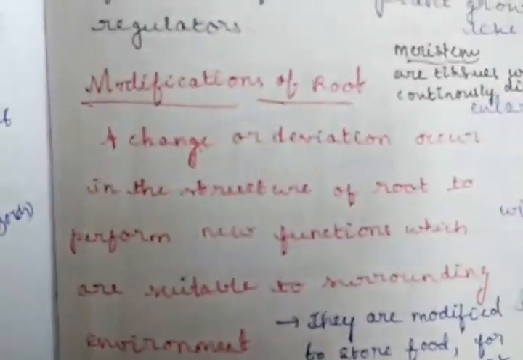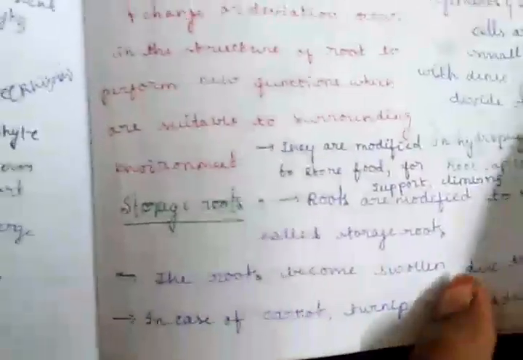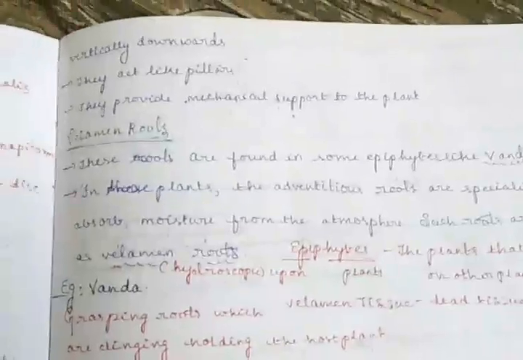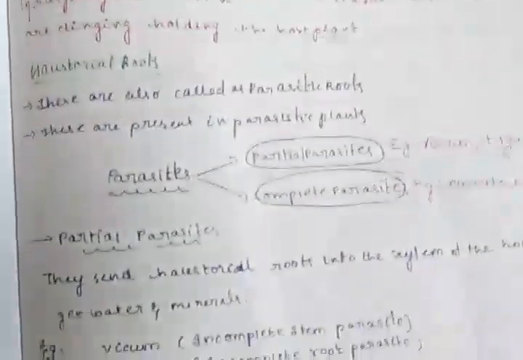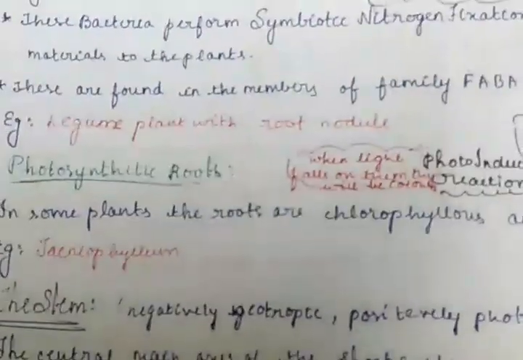We have 8 types of modification of roots. First, I will show one by one. Storage roots, tilt roots, pneumatophores, prop roots, velamen roots, ostial roots, nodular roots, photosynthetic roots. I will say one by one, friends.